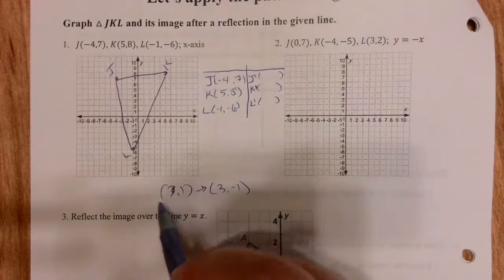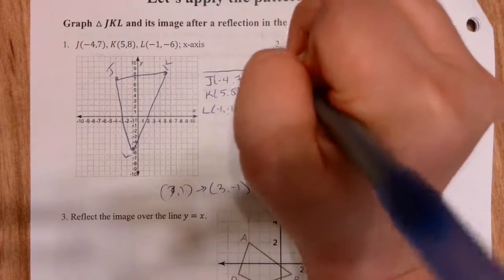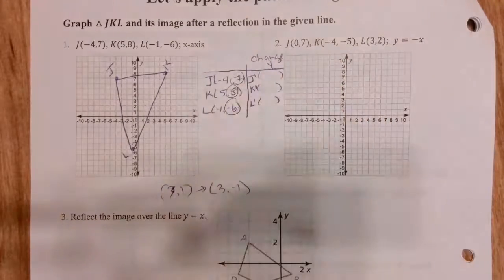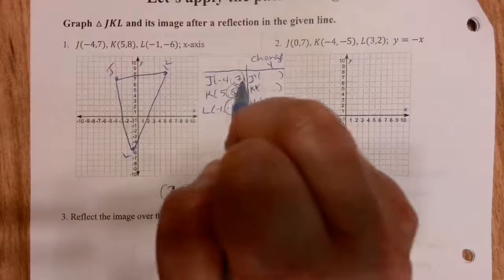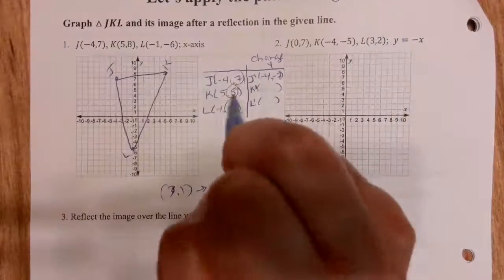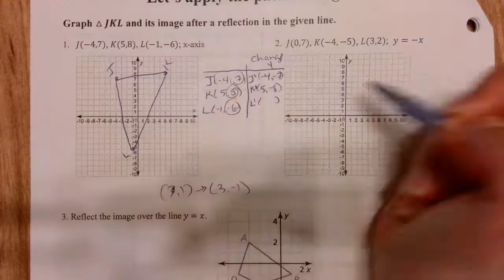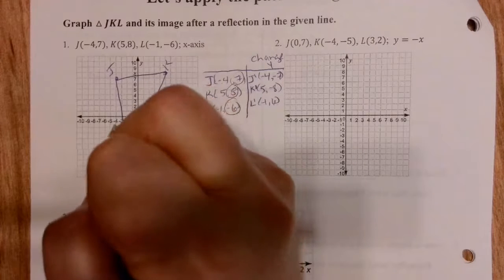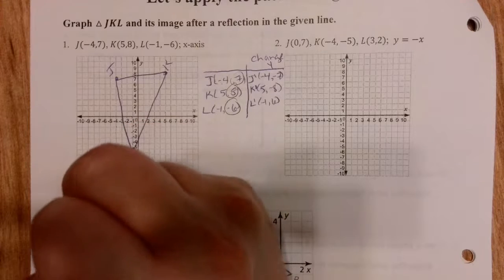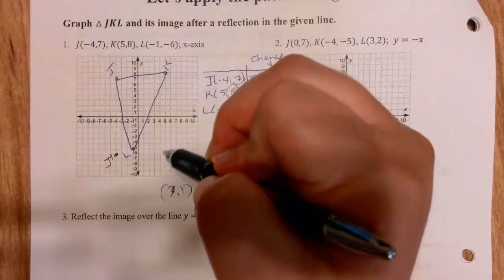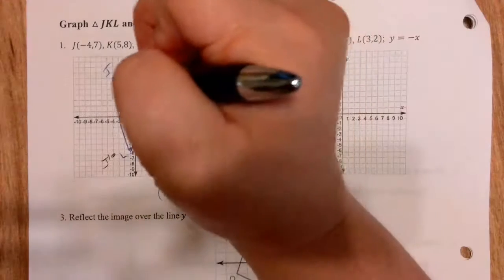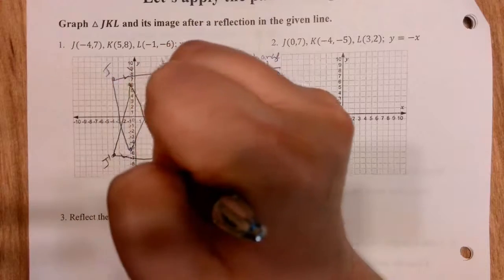What changed? What happened? We changed the y. And that's all we did. The second number, and I like to circle them so I don't get confused. The second number changes and nothing else happens. So negative 4, 7 turns into negative 4, negative 7. 5, 8 turns into 5, negative 8. Negative 1, negative 6 turns into negative 1, positive 6. And we graph those. Negative 4, negative 7 is J prime. 5, negative 8 is K prime. Negative 1, positive 6 is L prime. And we have our next triangle.